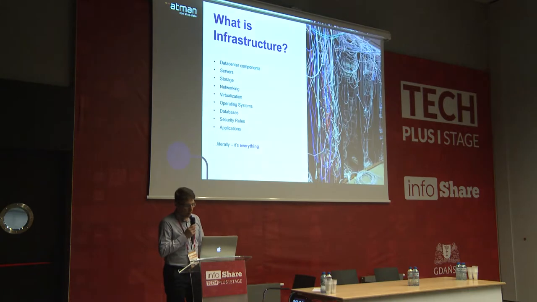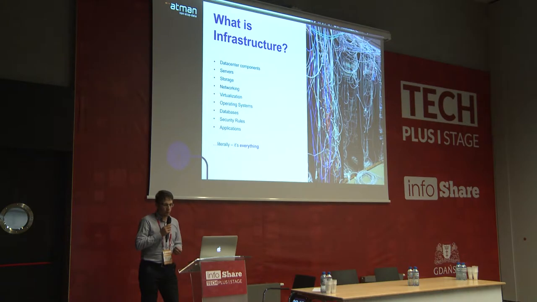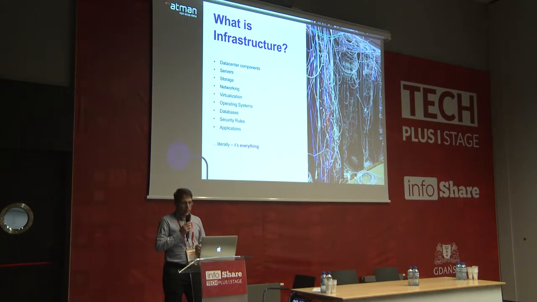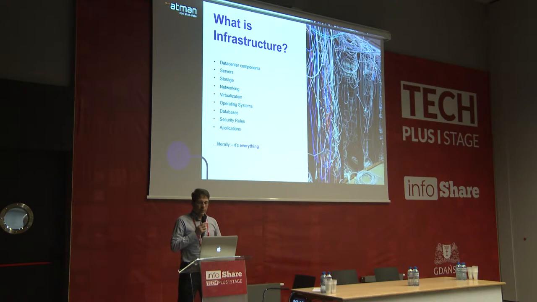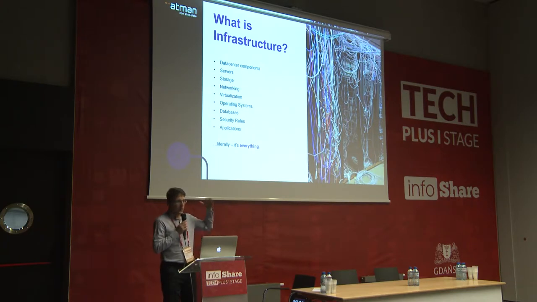Infrastructure as code. How to code the cloud. Before we start, I would like to clearly determine what infrastructure is. Literally, infrastructure is everything which is required to bring our production system up and running, no matter where we are. All the components are placed in the data center location. We have servers, storage, networking, a virtualization system, operating systems on top of that, and databases, security rules, and applications which can be deployed across our infrastructure.